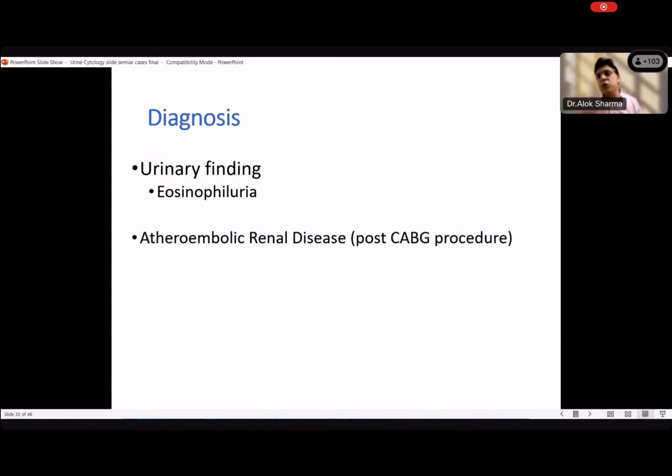Okay? So the whole idea of doing eosinophils in the post-op period is to get indirect evidence or suspicion of any atheroemboli so that they can be taken care of. So there is a clinical algorithm which we follow in these cases. But the first step is to diagnose whether any allergic reaction or eosinophilia is being induced because of atheroemboli.